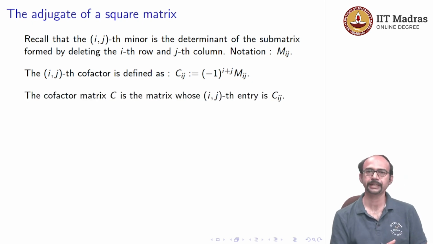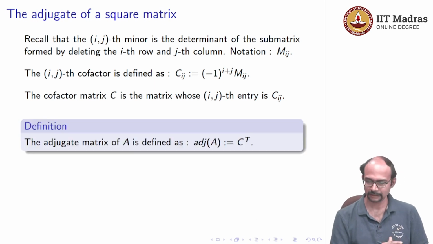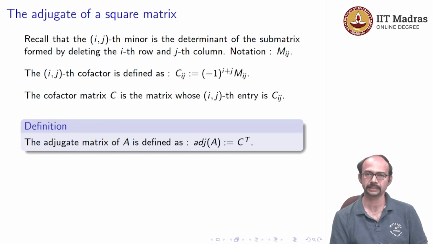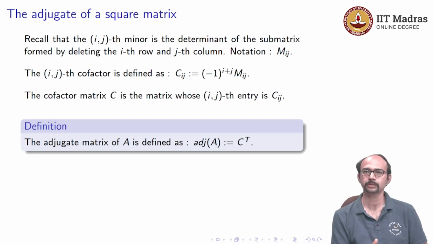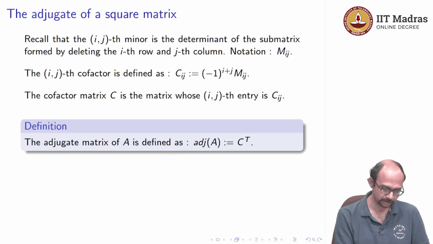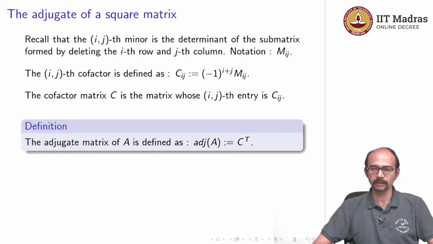Okay, so, we can create a matrix called the cofactor matrix. So, the cofactor matrix has ijth entry Cij, okay, and then we define the adjugate of this matrix A that you started with as the transpose of this cofactor matrix. So, remember that we defined transpose. So, transpose was when you take a matrix and you flip the entries about its diagonal, you reflect the entries about the diagonal.